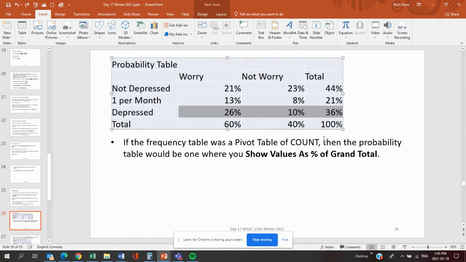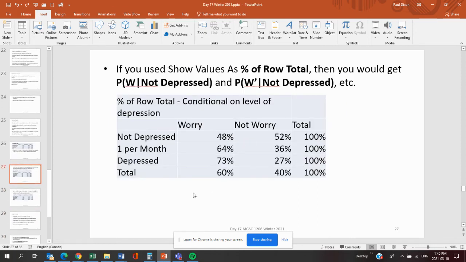Useful, but actually in practice, if you're presenting results, you often don't do it this way. You do what we did in assignment 2, where we looked at percentage of row total or percentage of column total. The rows reflect levels of depression. So like this entry is the percentage that are worried given they are depressed. And that was what we calculated earlier, that 73% of those that are depressed are worried.